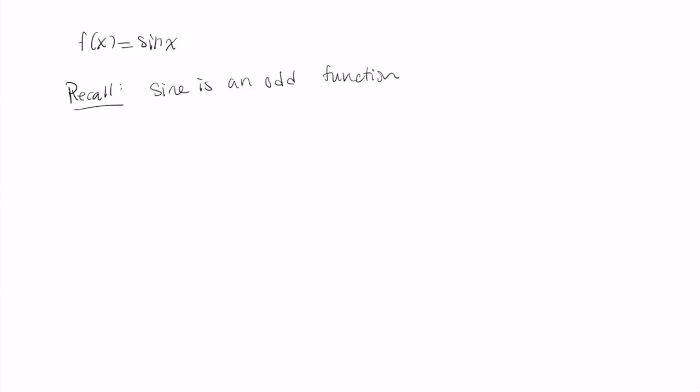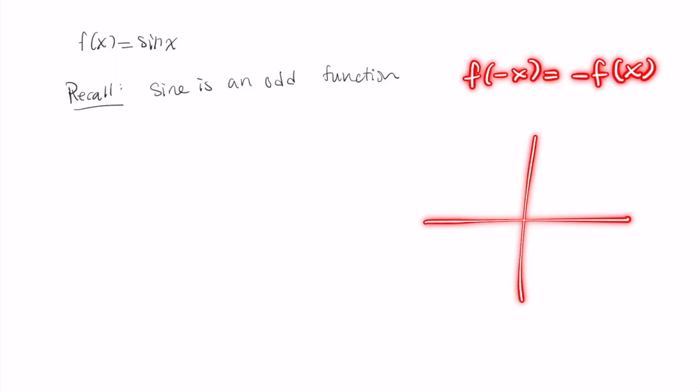So algebraically, what this means is that f of negative x equals negative f of x. What it means geometrically, visually, is that this function is symmetric about the y-axis, so we can rotate it in this direction and get something that's symmetric.